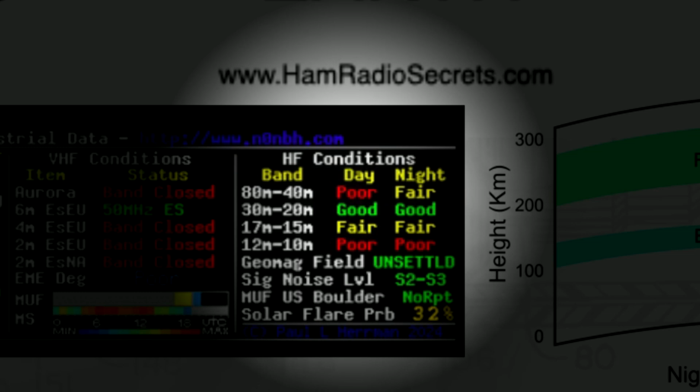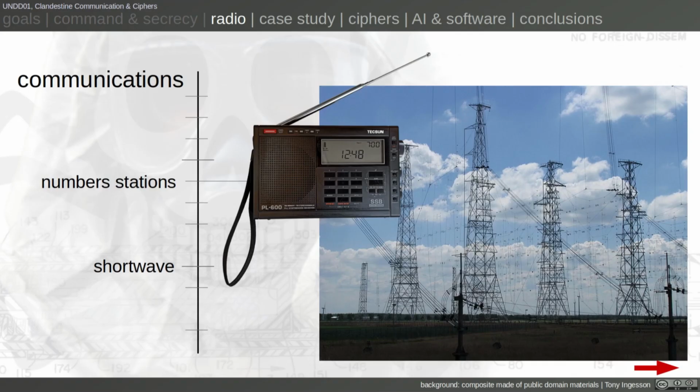Then fair for the high frequency, and then poor. So if you have this information, you would know that, okay, for this particular day, I should use the 30 meter to 20 meter wavelength, and that would give me good range for my radio transmissions. And this brings us to the concept of numbers stations.